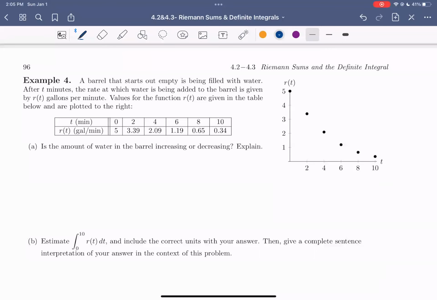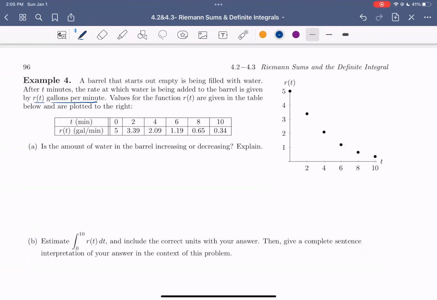Hello, everyone. In this video, we are going to look at example 4 in section 4.2 and section 4.3. So this problem puts in context some of the ideas we've been learning about in this chapter about areas under curves. In this example, we are told that a barrel that starts out empty is being filled up with water. After t minutes, the rate at which water is being added to the barrel is given by R of t gallons per minute. So R of t is gallons per minute.